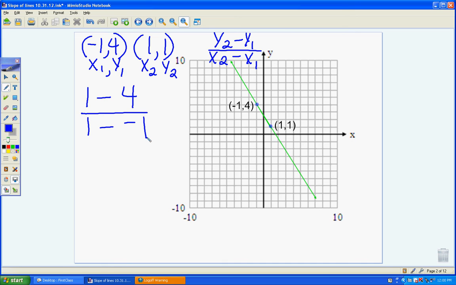Now, what do you immediately see when you see minus negative 1? What do I have to do? Make them positive. So, what is 1 minus 4?